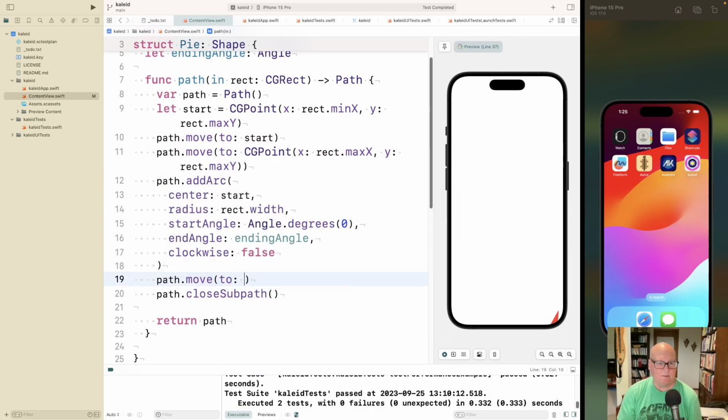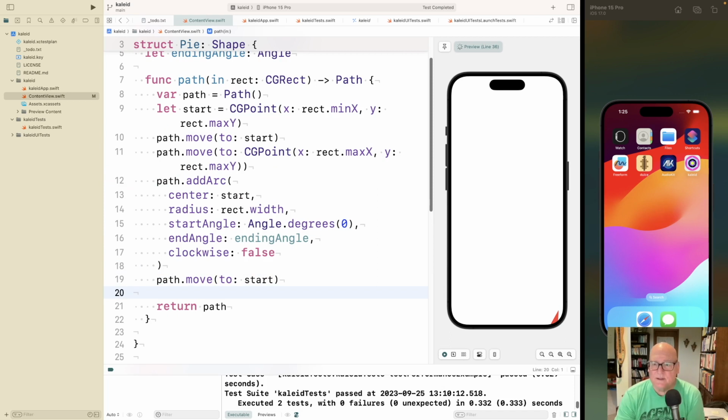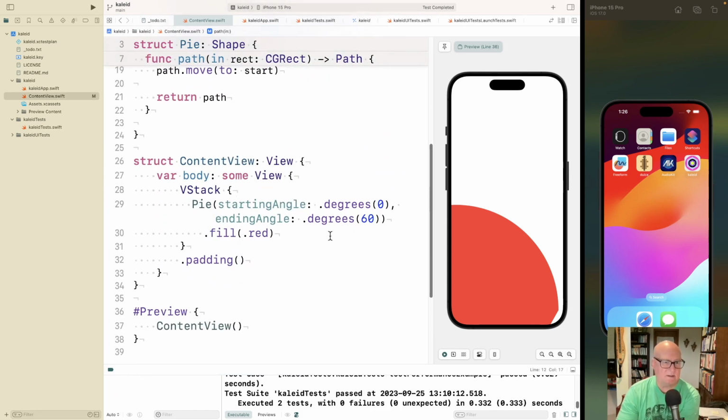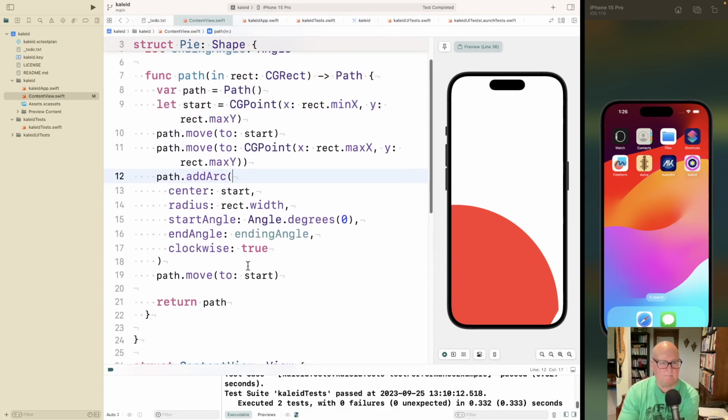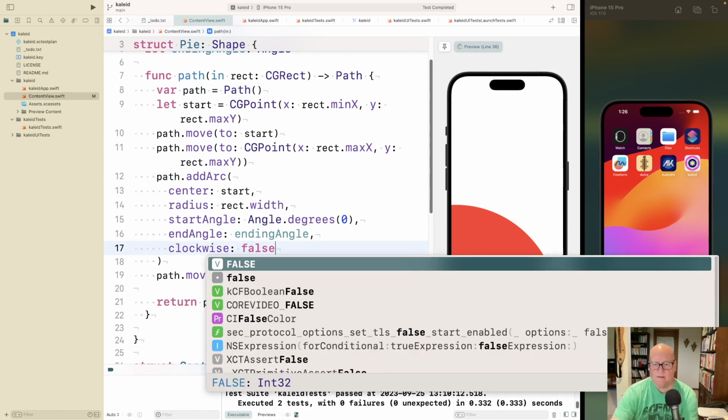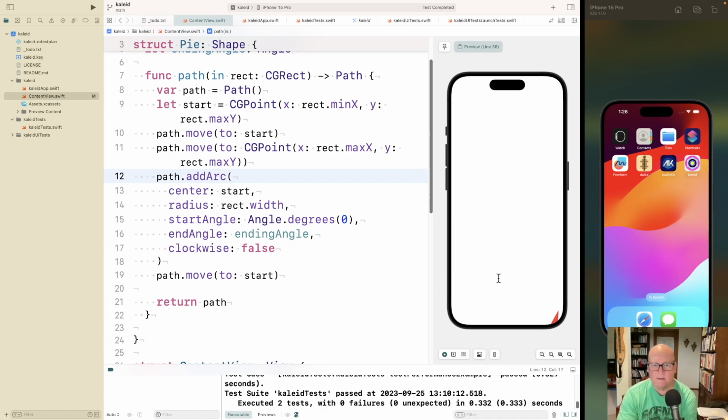Let me just do a path dot move to start. I think it should matter, but no. Okay. Move to start. It sure doesn't look like it's done that. Okay, something's weird. What did I say down here? Degrees 60. Okay. Center is start. Let's make this false again. I wish I could see off the end of it.